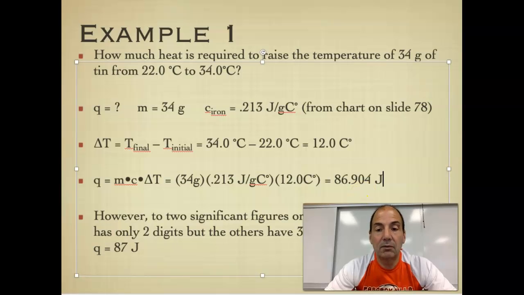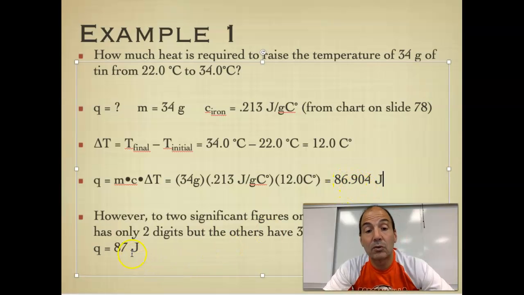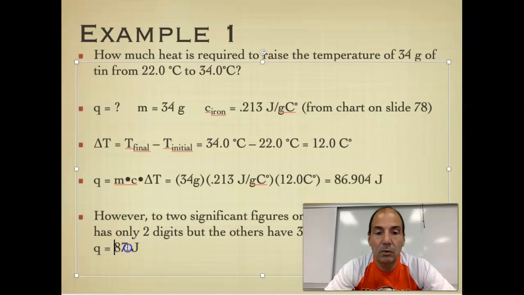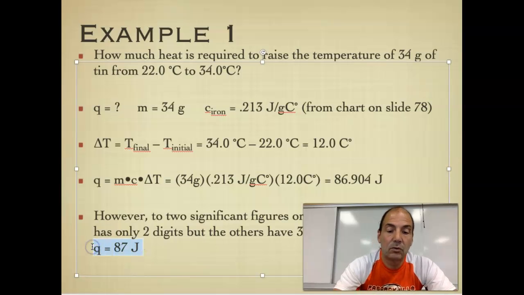But let's review that idea of sig figs real quick. I look back at our givens here. This was 2 digits. This was 3 digits. This was 3 digits. You go by the smaller number when you're doing multiplication or division. So the fact that there's 2 digits means my answer should only be 2 digits. So 86.904 is closer to 87. So we round it off, and our answer is 87 joules.